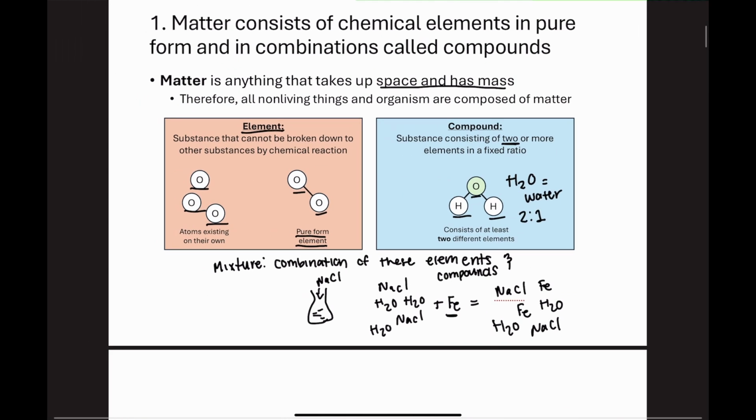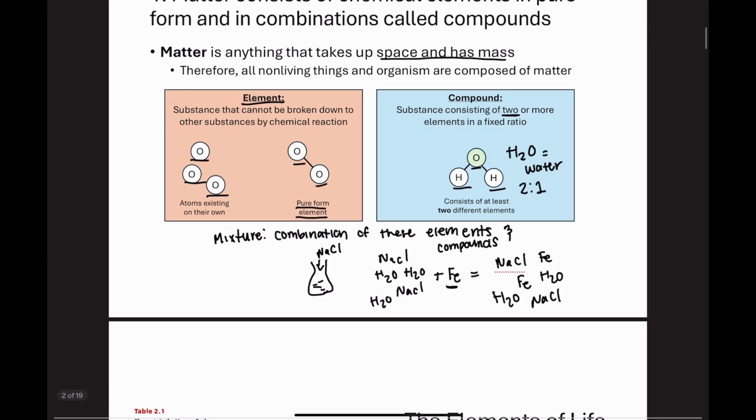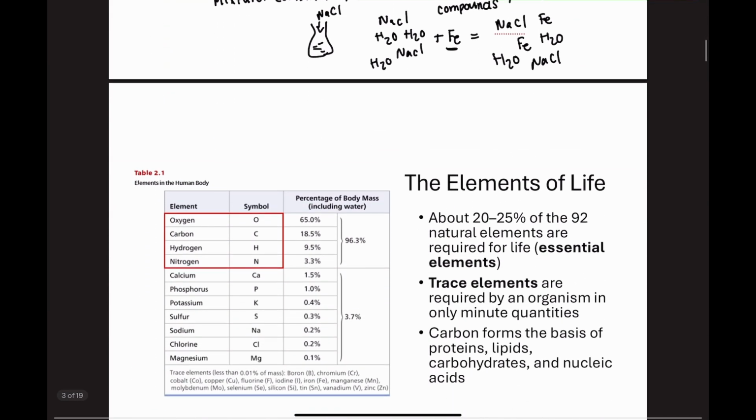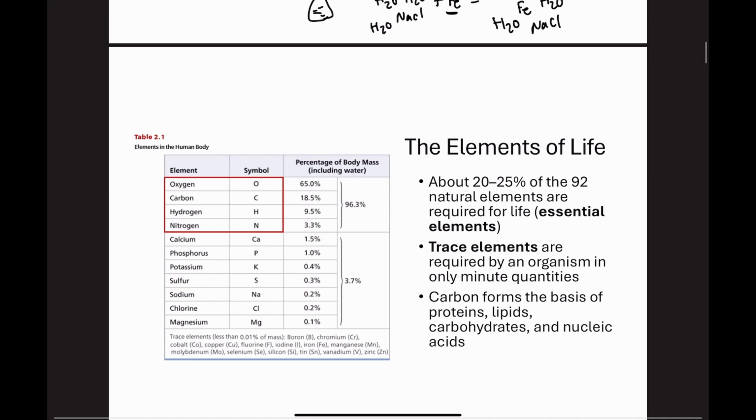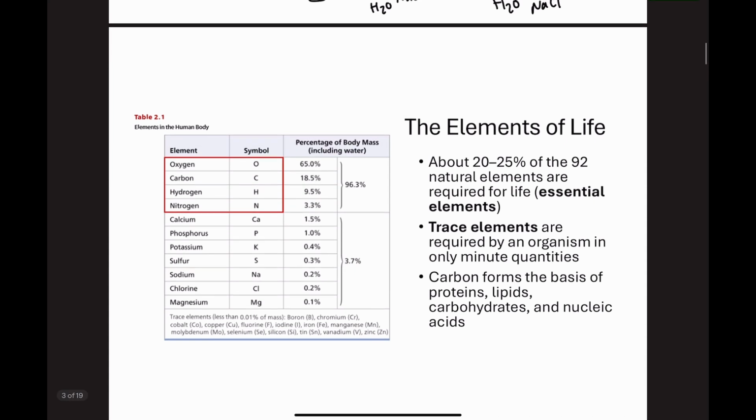So, like I said a moment ago, we have 92 natural elements that have been identified so far. But the thing about these 92 elements is that only about 20 to 25% of them are requirements for life. And these elements, which we call essential elements, include oxygen, carbon, hydrogen, and nitrogen. But those are not the only elements that we need.